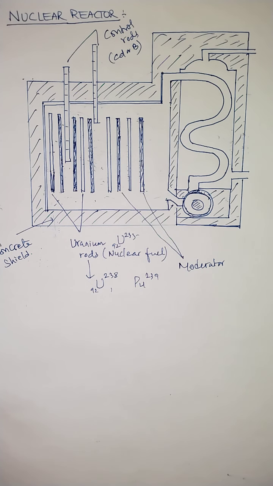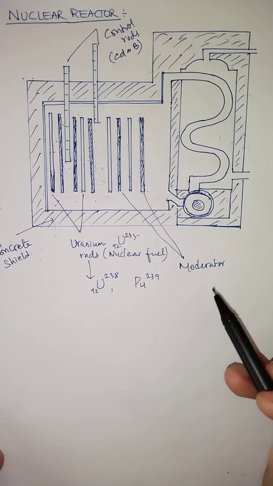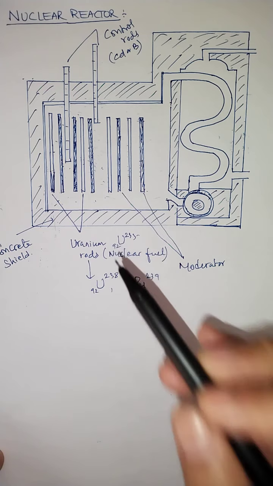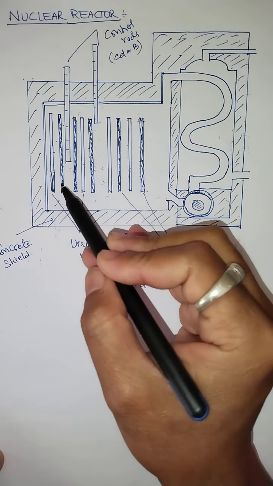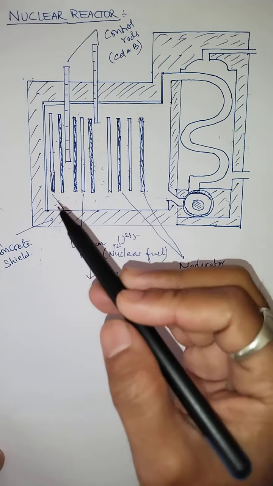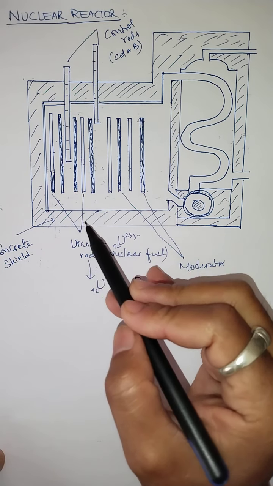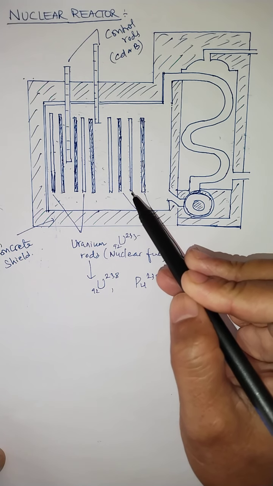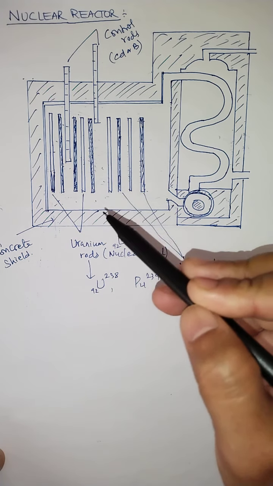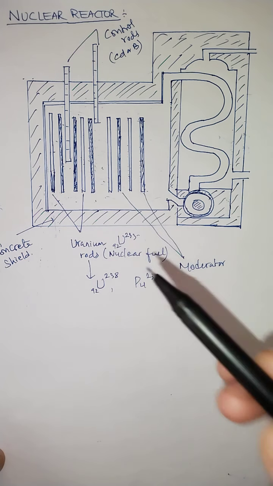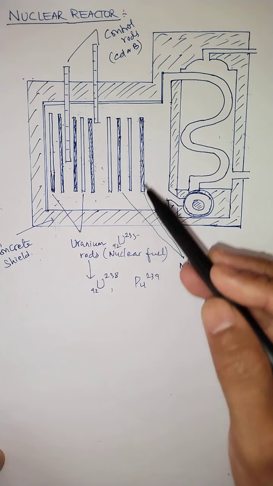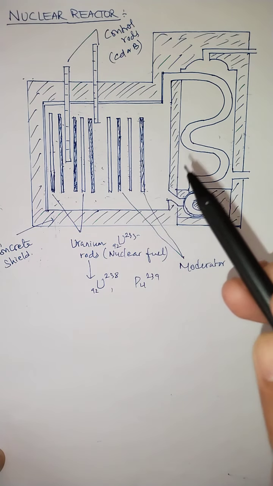That means in every fission reaction, as I said, how many? Two or three fast neutrons are produced, and these fast neutrons repeatedly strike the moderator blocks. The neutrons which strike the moderator block are slowed down. That means the moderator block helps to slow down the fast neutrons.